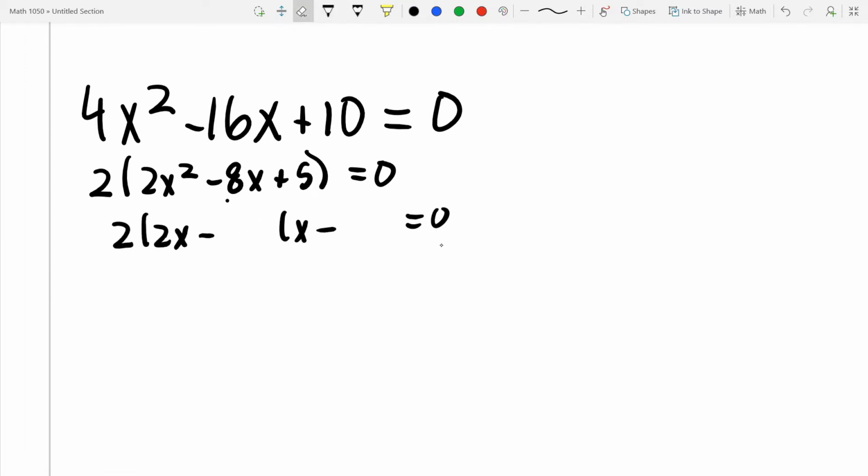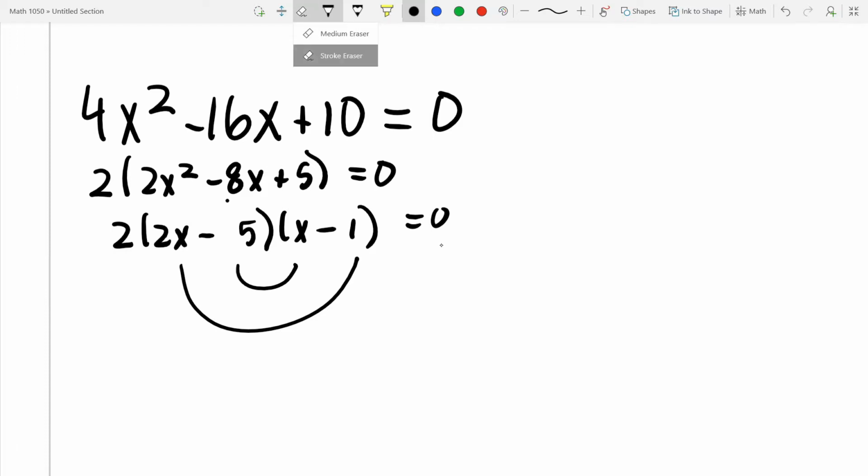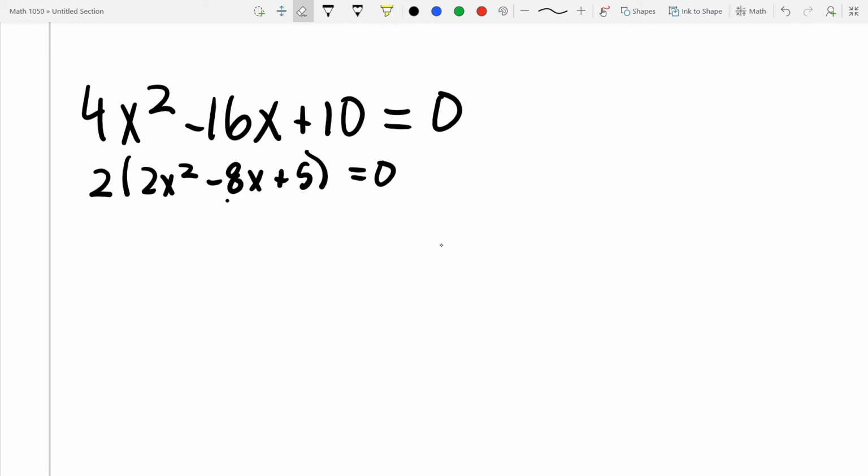So I'm going to reverse it, and I'm going to put the 5 there and the 1 there. So that's going to give me a negative 2x and a negative 5x. That's a negative 7x, which is not a negative 8x. This thing does not do what? Does not factor. Okay, so get rid of the attempt we have right there.